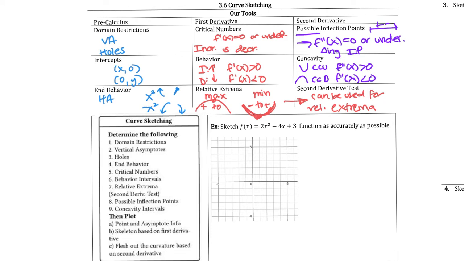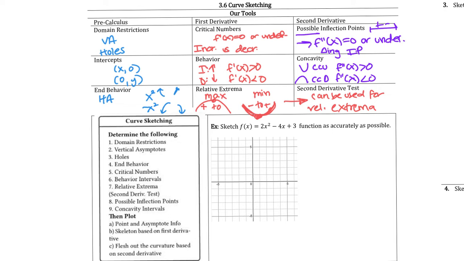So what we're going to do in this video is take all of this information that we've been working on, and we're going to tie it together to create a really good sketch of a function. So we're going to identify those domain restrictions. We're going to look at the end behavior. We're going to identify our critical numbers to figure out where we have increasing, decreasing, and extrema. Then we're going to look at the second derivative to figure out where the concavity is changing and where our function is concave up and concave down. So let's look at this example here.